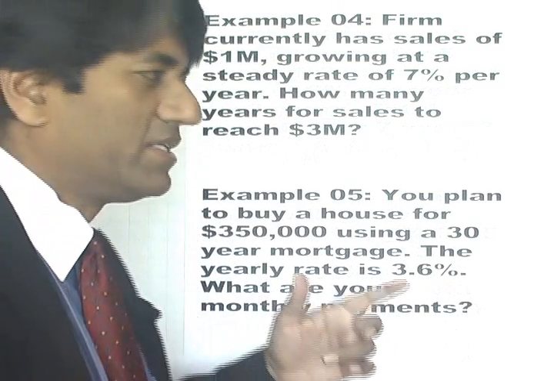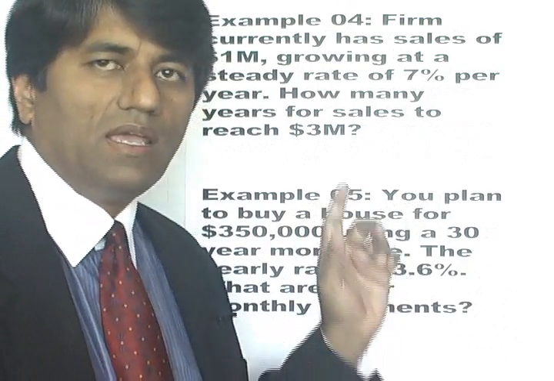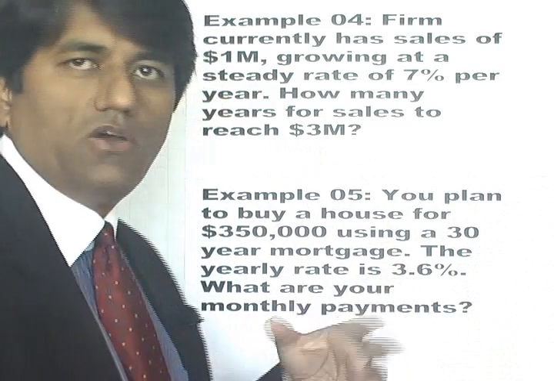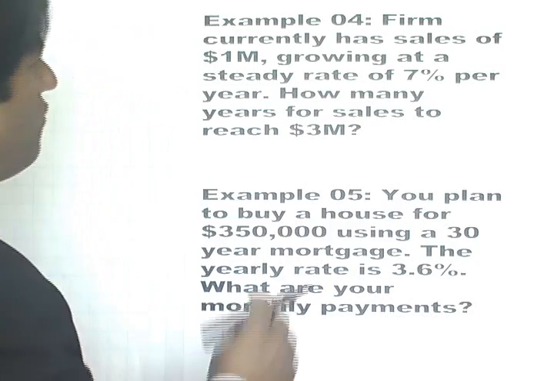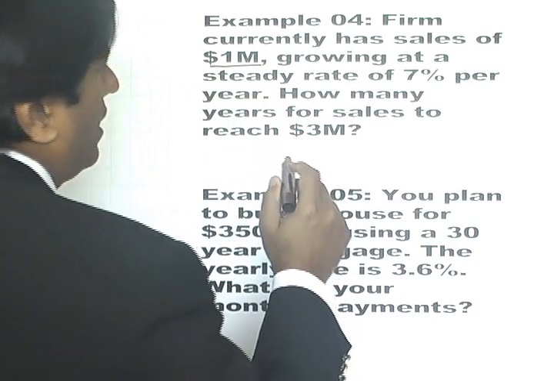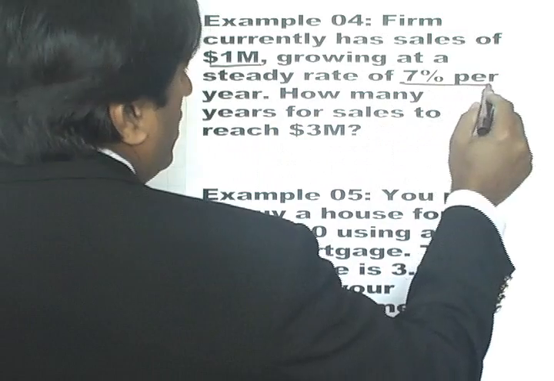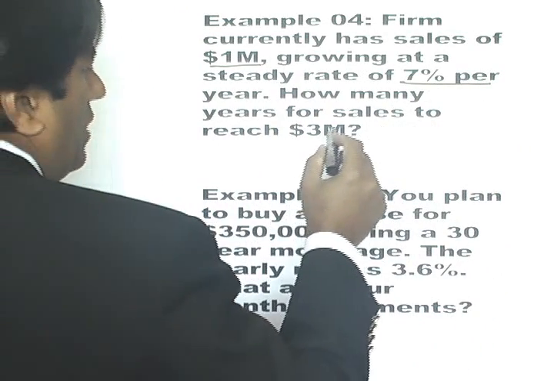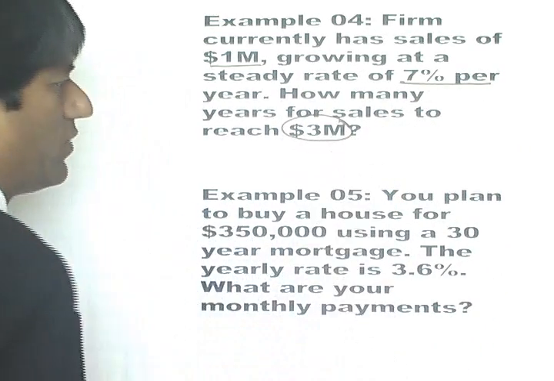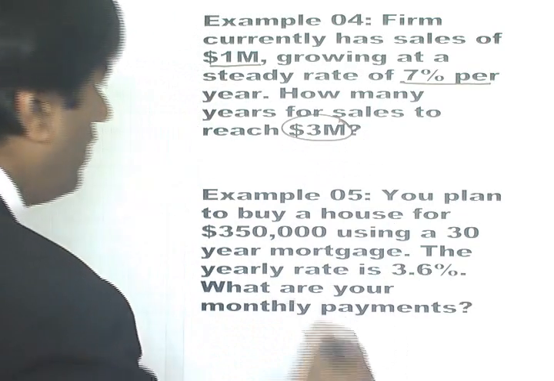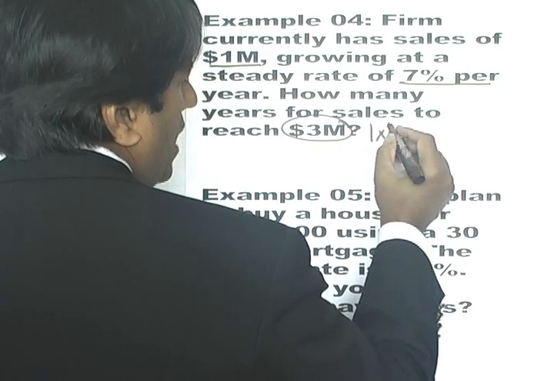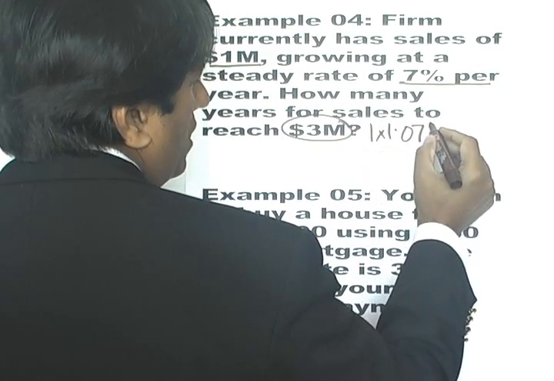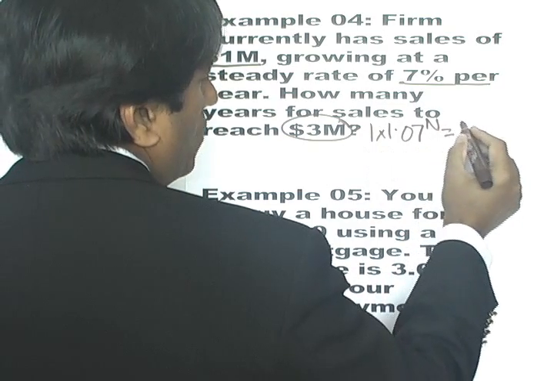Here we have a different take on the usual growth problem. Here you have to calculate the number of periods instead of generally calculate what the final value is. So a firm currently has sales of 1 million and a steady rate of growth of 7% a year. And the question is, how many years before it reaches 3 million? Well, if you write out the formula, it's going to be 1 multiplied by 1.07 to the power n equals 3.